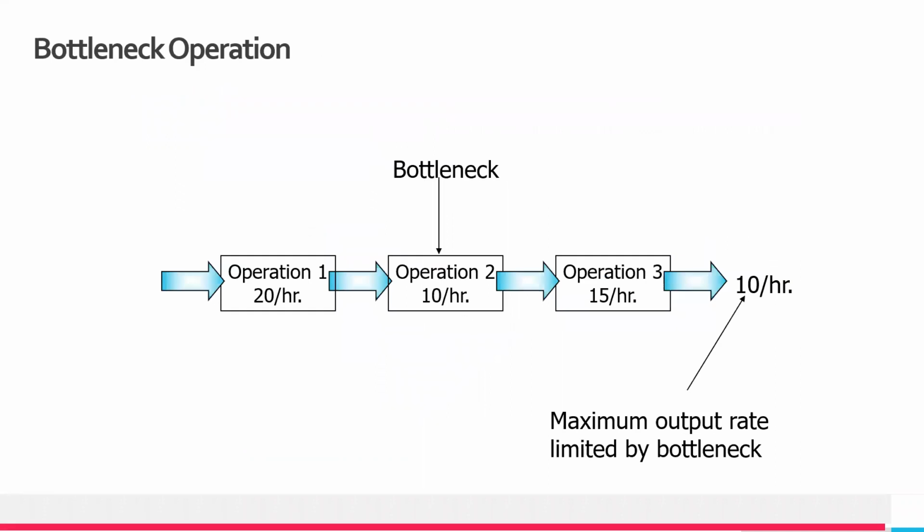Here's another example for you. You have operation one, 20 units per hour, operation two, 10 units per hour, and operation three, 15 units per hour. Therefore, operation two is the bottleneck, because the maximum output rate for this process is limited by the bottleneck, which is 10 units per hour.